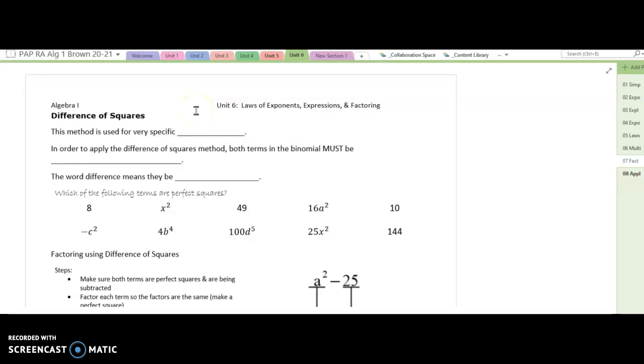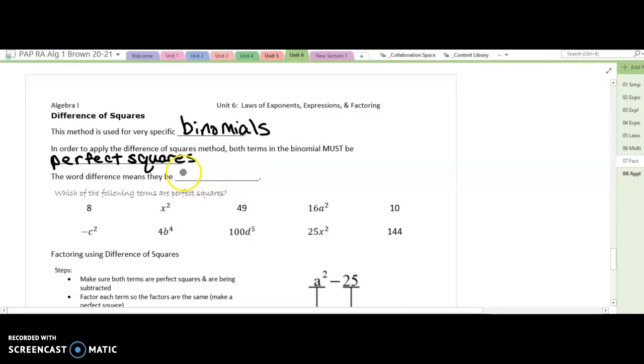Okay, y'all. The last type of factoring we're going to talk about is difference of squares. And this method is used for very specific binomials. In order to apply the difference of squares method, both terms of the binomial must be perfect squares, which means you can take the square root of them and you get a whole number.